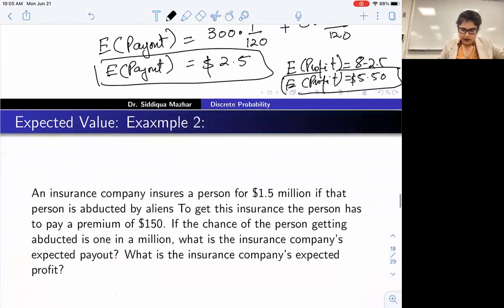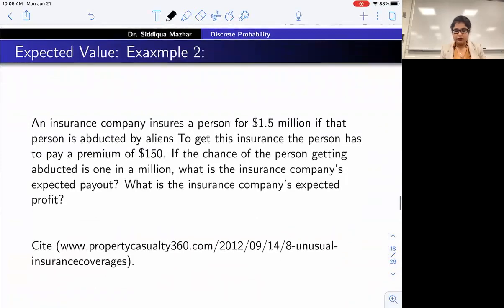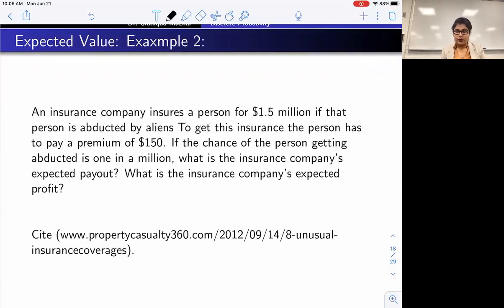Okay. The next example is on similar lines. I'm giving you 2 minutes to think about how you can do it. So pause this at this stage and think about how it will work. So what it says, this is also an insurance company profit problem. We are going to count how much is the expected payout.